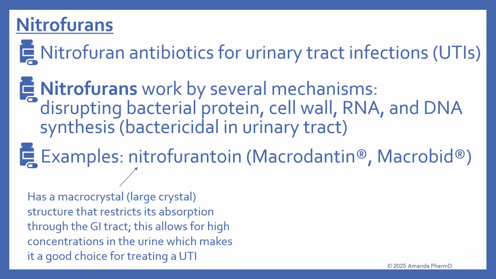Next are the nitrofurans. Nitrofuran antibiotics are for urinary tract infections, or UTIs. Nitrofurans work by several mechanisms. They disrupt the bacterial protein, cell wall, RNA, and DNA synthesis. And in the urinary tract, they are bactericidal. Some examples include nitrofurantoin, where the brand name is Macrodantin or Macrobid. And this particular medication has a macrocrystal or large crystal structure that restricts its absorption through the GI tract. So this allows for high concentrations in the urine, which make it a good choice for treating a UTI.